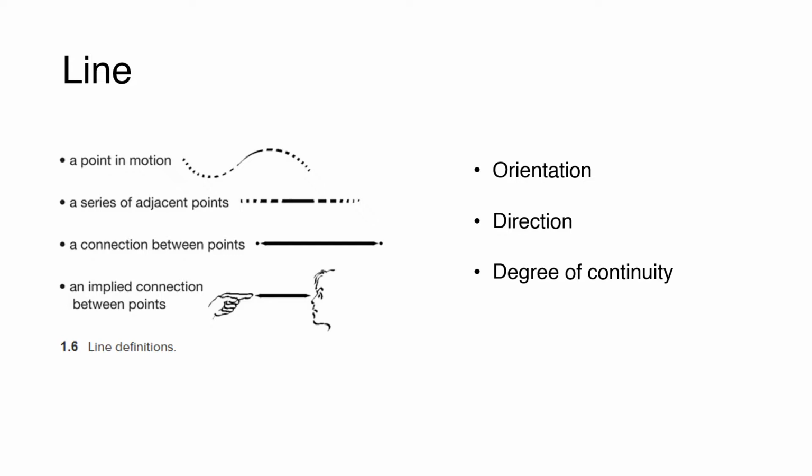Okay, so the next thing that we're going to be looking at is line. Line is one of the simplest and most versatile elements of design. Line may be defined by these three actually: orientation, direction, and degree of continuity. Strictly defined, a physicist would say a line is a two-dimensional path traced by a moving point. The first definition emphasizes the unique dynamism of line. The remaining three definitions emphasize its connective power, as you can see over here.